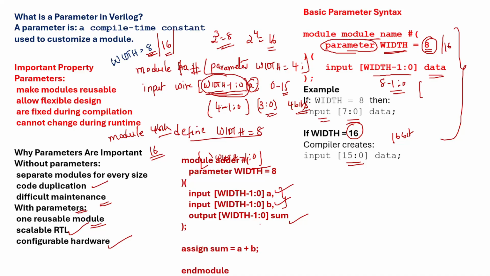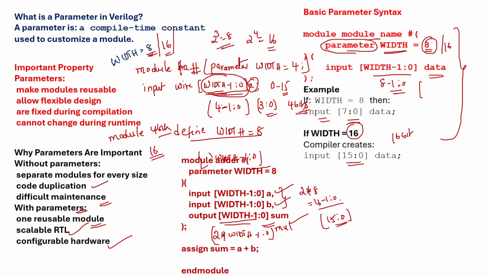But if you are taking multiplication, then you need to multiply the width, so 2 into width minus 1 down to 0. Your width should be multiplied 2 times. So 2 into 8 is 16 minus 1 down to 0, that means 15 down to 0 will be considered. Clear? Whatever the arithmetic operation, depending on that your result bits may vary.